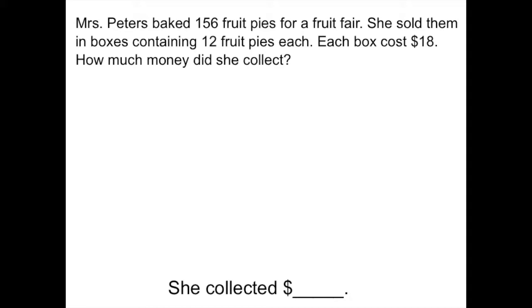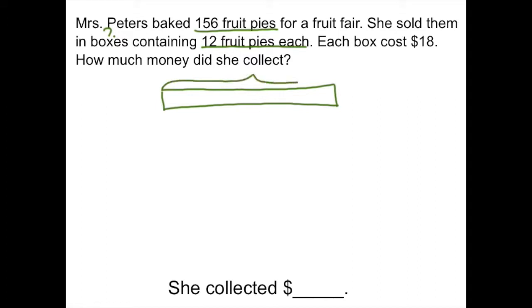My first step is going to be to figure out how many boxes she had. I'm told that she had 156 fruit pies. And I know that she sold them in boxes containing 12 fruit pies in each. However, I don't know the number of boxes. So my first step is going to be to figure that out. So the total number of pies she has is 156. I know that she has 12 fruit pies in each box. And this is an example of a division bar model where I don't know the number of parts. I don't know the number of boxes yet.